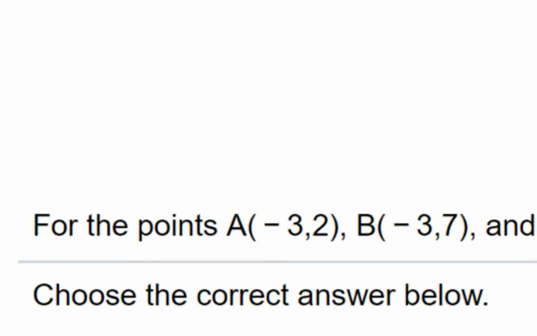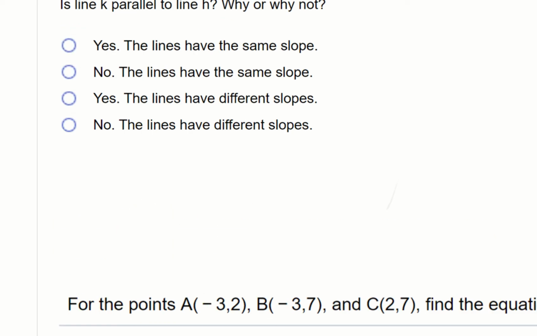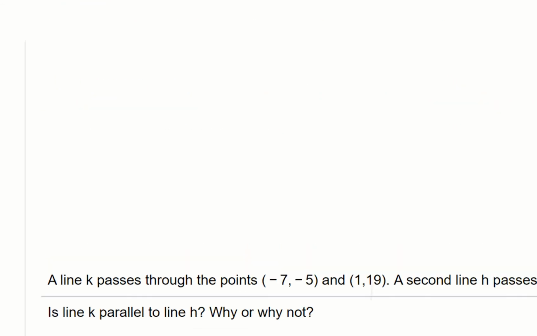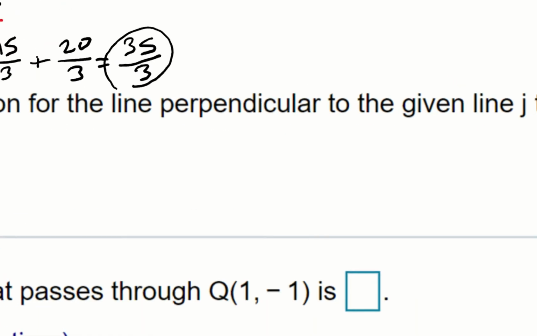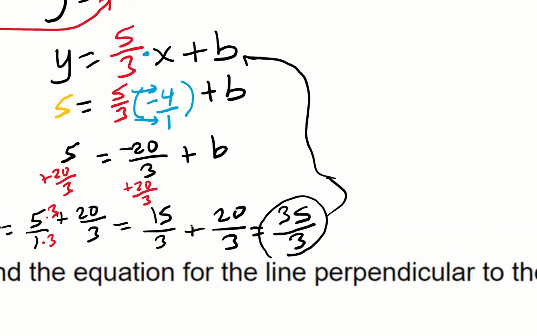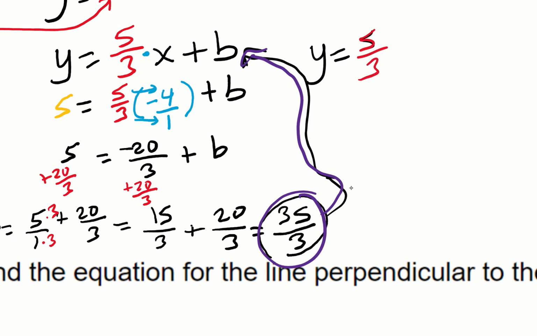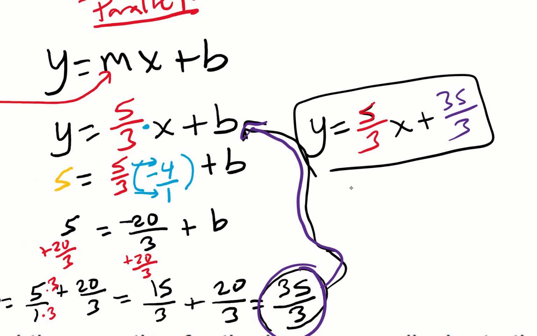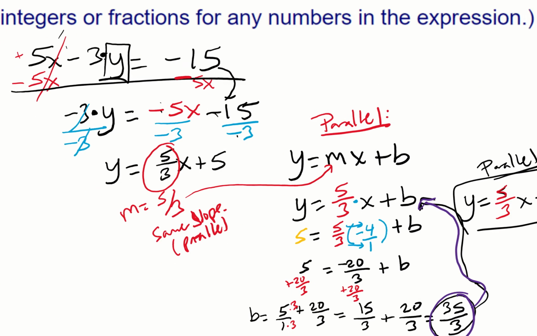And so now, let's go back to the problem here. I think I erased it. Okay. So now we know what b is, so we can plug it in right here. And we have, let's do that in purple. And so now our equation is y equals 5 thirds x plus 35 over 3. That's my equation of my parallel line. Parallel line because they have the same slope.